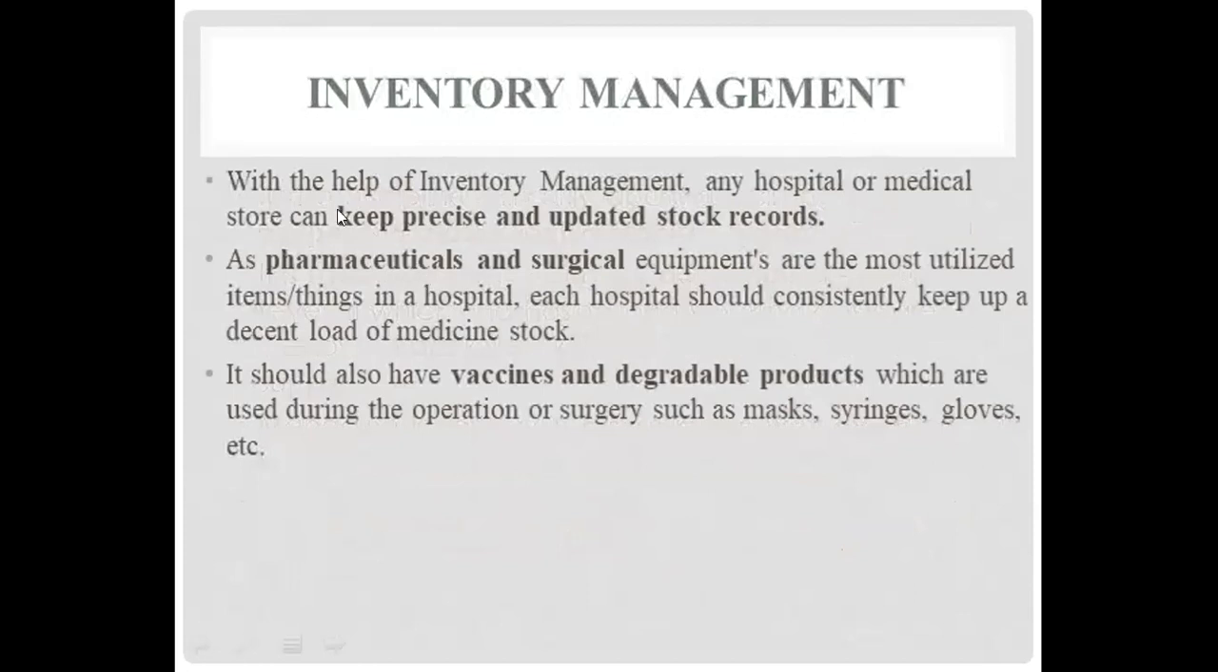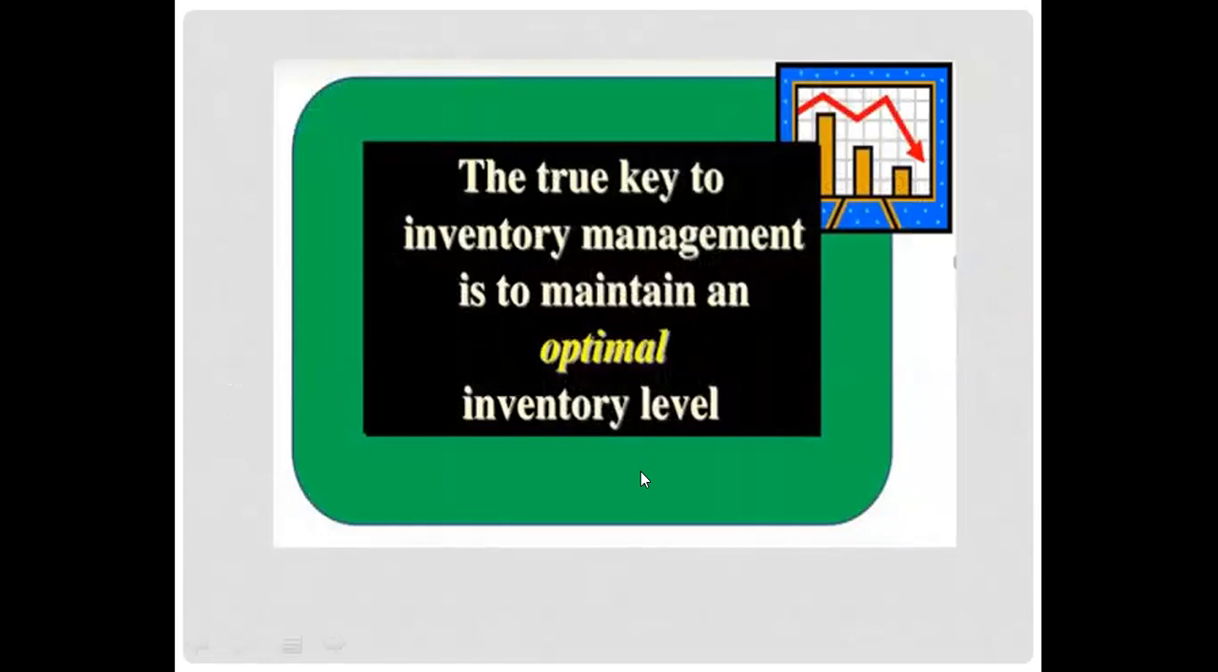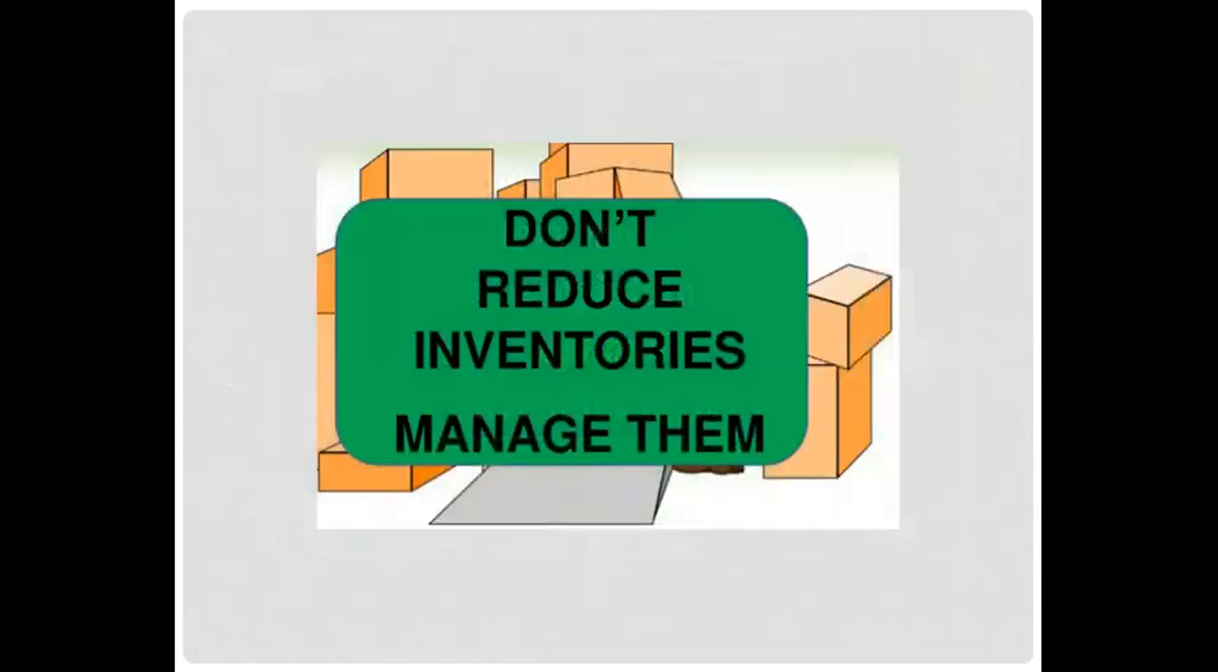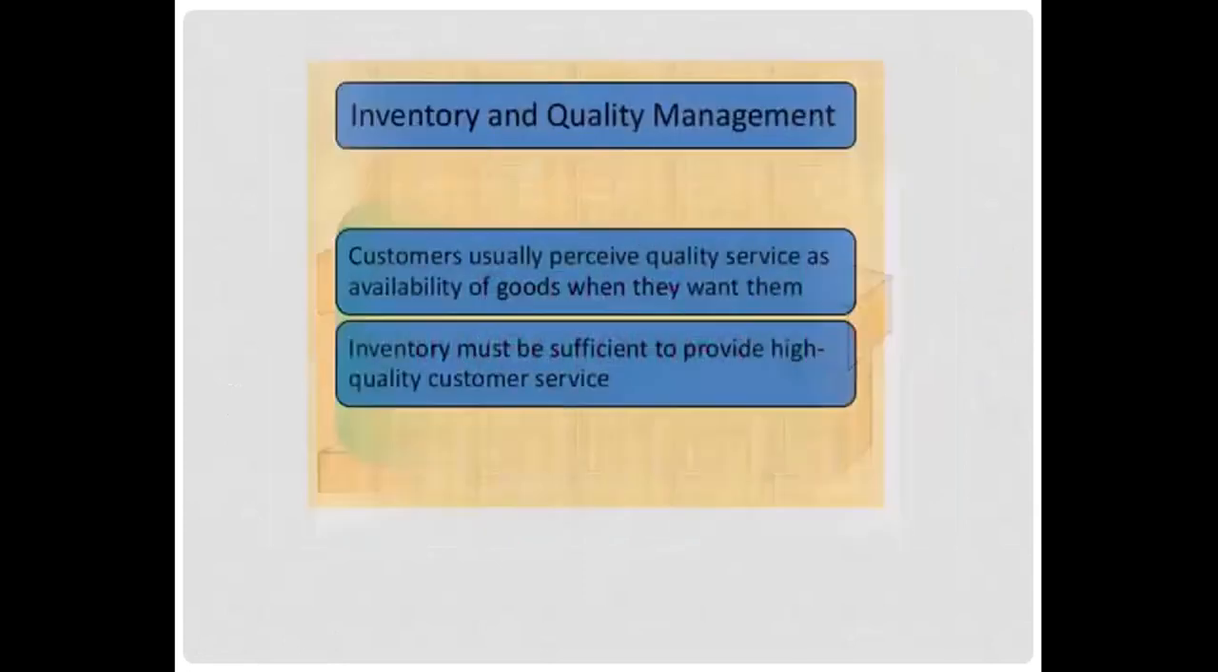With the help of inventory management, any hospital can keep precise and updated stock records. As pharmaceuticals and surgical equipment are the most utilized items in a hospital, each hospital should have a decent load of medicine stock, and it should also have vaccines and degradable products which are used during operations or surgeries. The true key in inventory management is to maintain an optimal inventory. Don't reduce inventories, manage them.